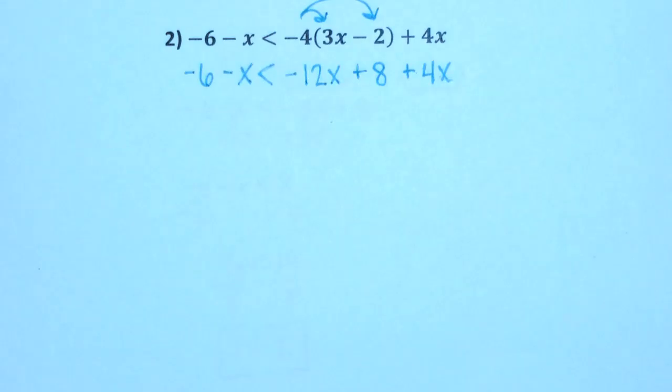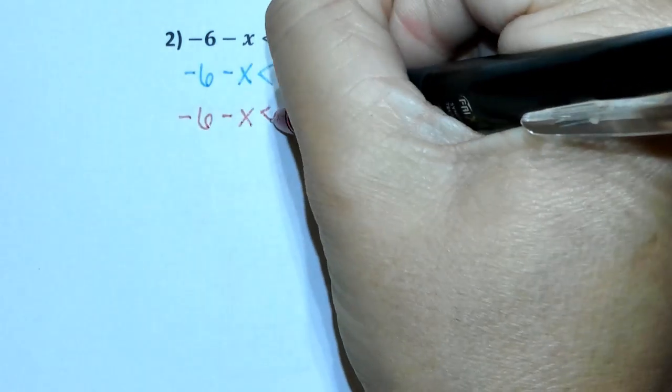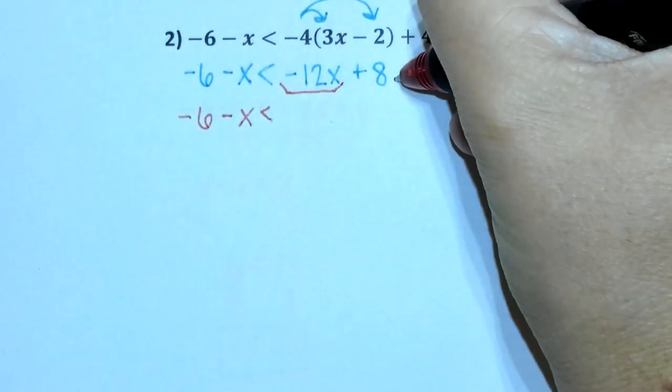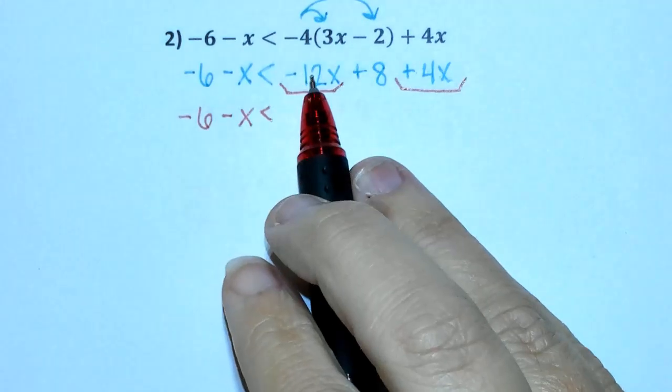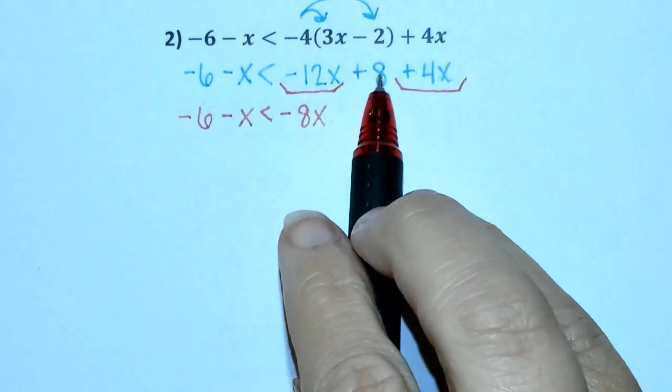Next step, combine like terms. On the left side, I cannot combine negative 6 with a negative x, so that stays the same. On the right side, I can combine the variable terms. So negative 12x plus 4x is negative 8x. And then I just bring down the plus 8.